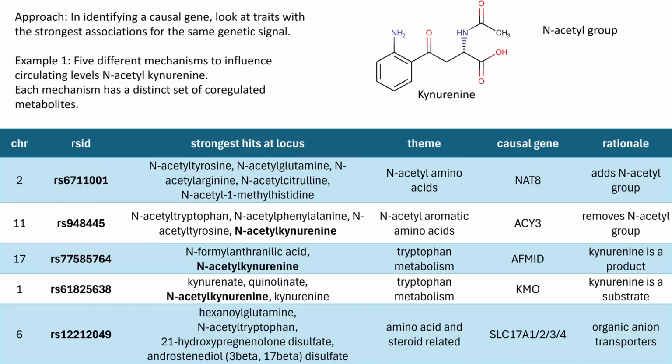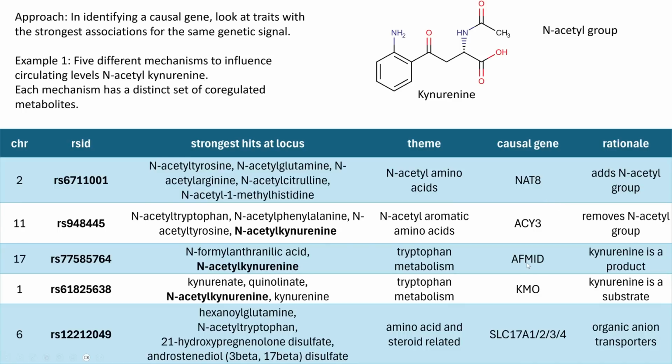The next one is on chromosome 11. The other thing I'm highlighting is that N-acetylkynurenine at none of these loci is the strongest signal. It's maybe the 5th strongest or weaker. But we learn a lot of additional information by looking at all the other variants at that same locus.